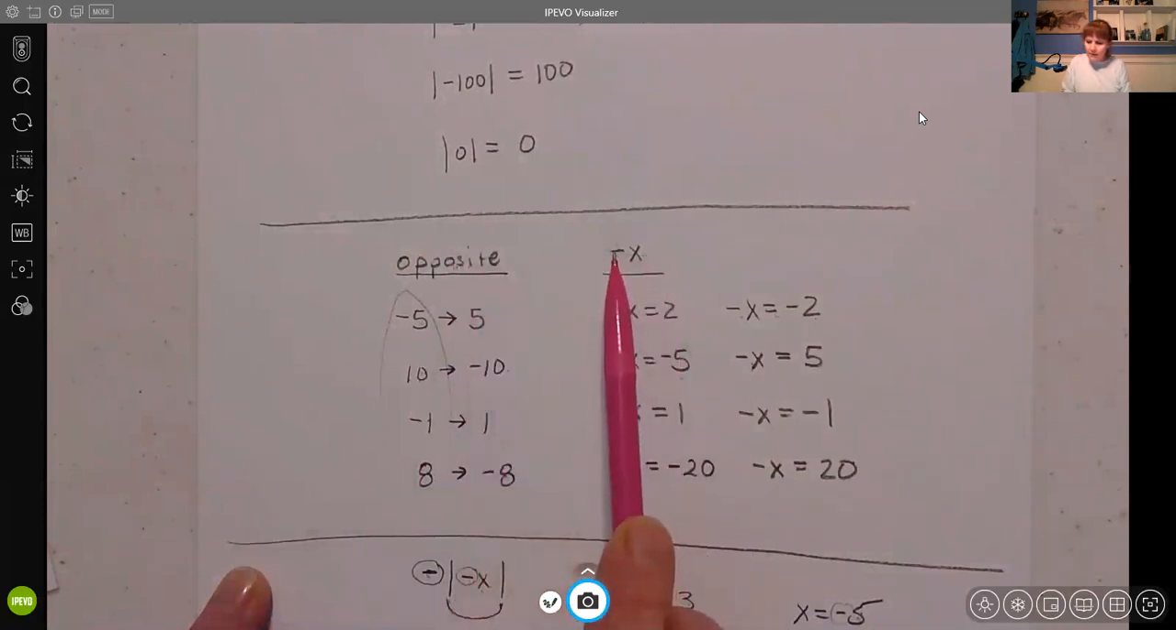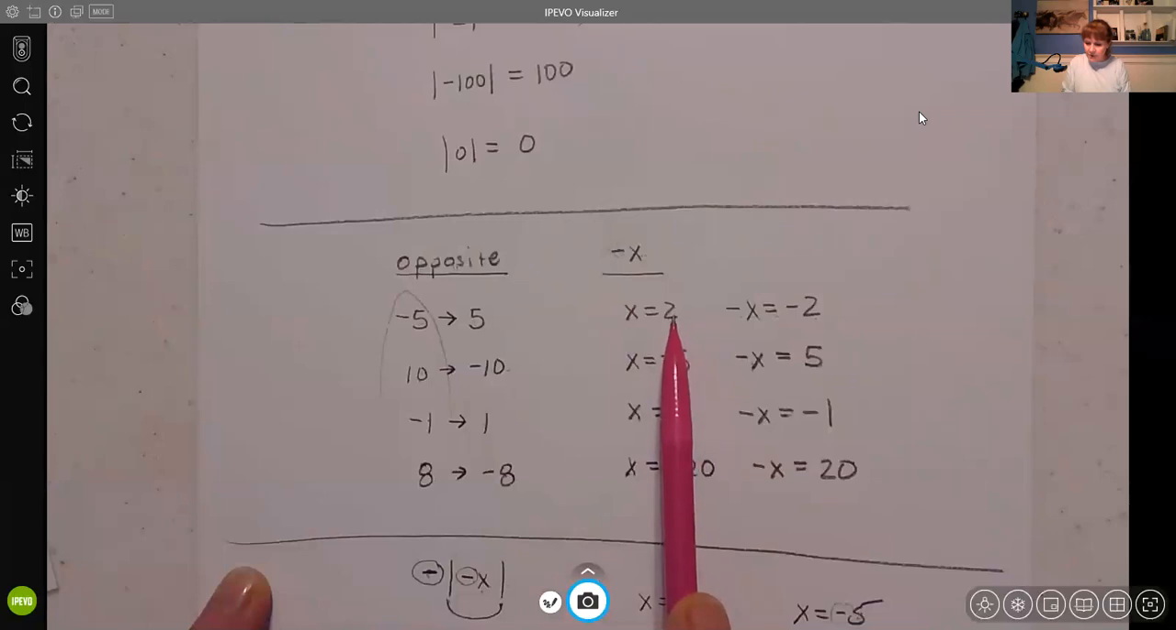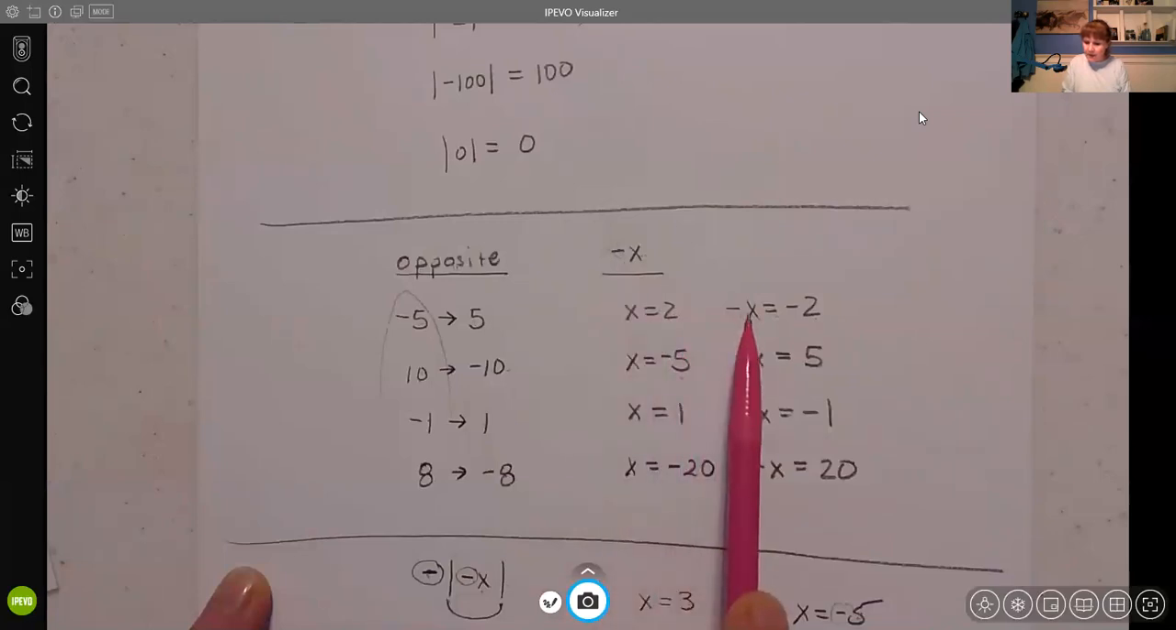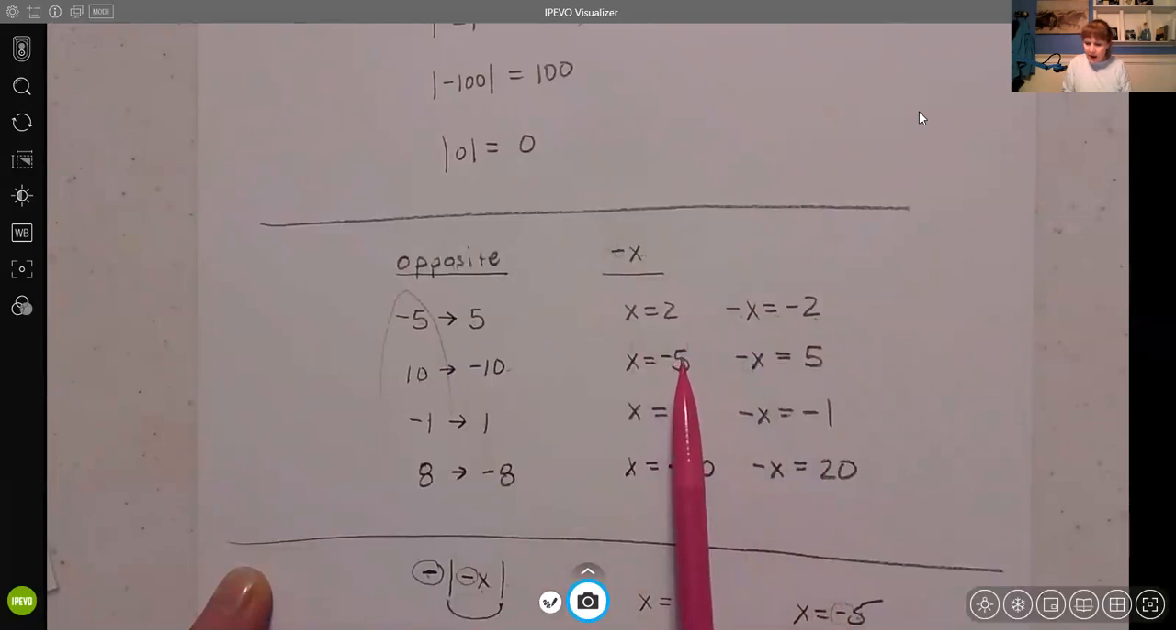So they want the opposite of the x. Well, if x is 2, the opposite is a -2. If x is a -5, the opposite, that's what that means, is a +5. So this negative outside of an x means take the opposite. So if x is 1, the opposite of 1 is a -1. If x is a -20, the opposite of a -20 is a +20.